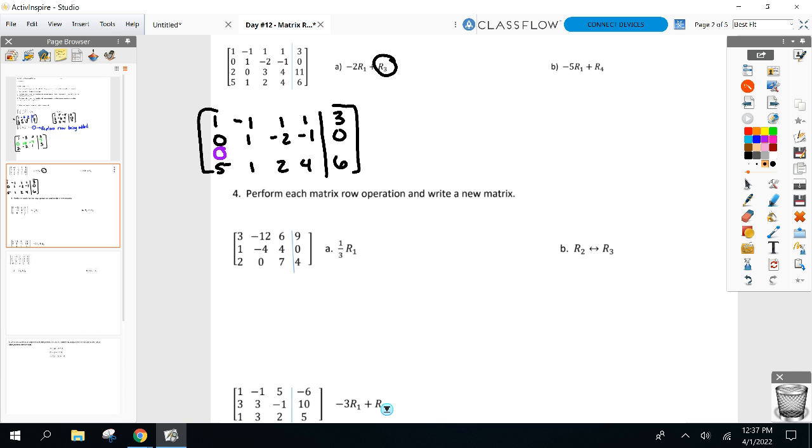Talk to me if you're not sure where the numbers are coming from here. -2 times -1 plus 0, 2. Everyone, 2. -2 times 1 plus 3. What do I have here? I should have -2 times 1 is -2 plus a 3, +1.